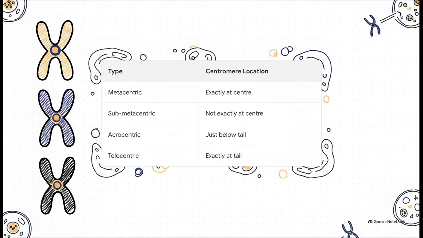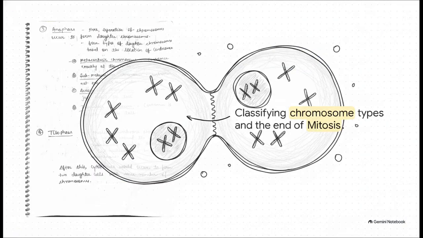It's actually a beautifully organized classification system based on this one feature. If the centromere is dead center, it's a metacentric chromosome. A little off-center, that's submetacentric. If it's just below the tail, it's acrocentric. And if it's exactly at the tail, it's telocentric. Pretty straightforward, right? So to wrap up this whole somatic copying process, telophase is immediately followed by cytokinesis.